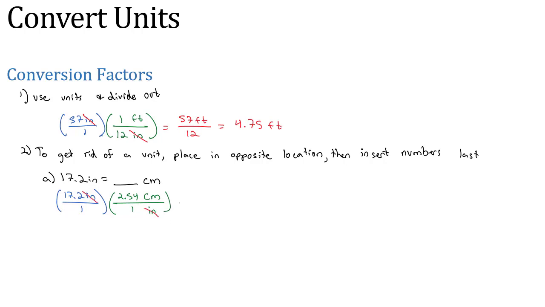Notice the numbers go in last because the units tell me where to put which number. Now the inches reduce out, and I can multiply across. 17.2 times 2.54 is 43.688, and our units left are centimeters.